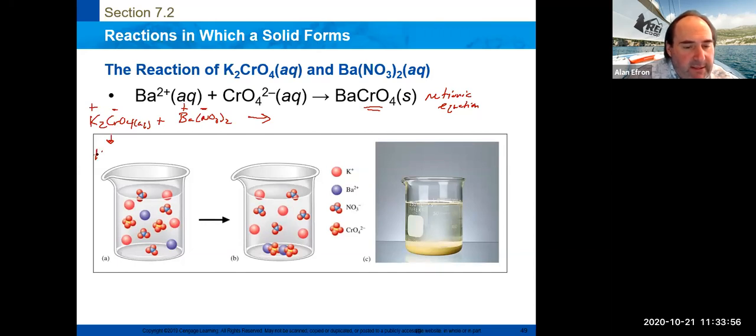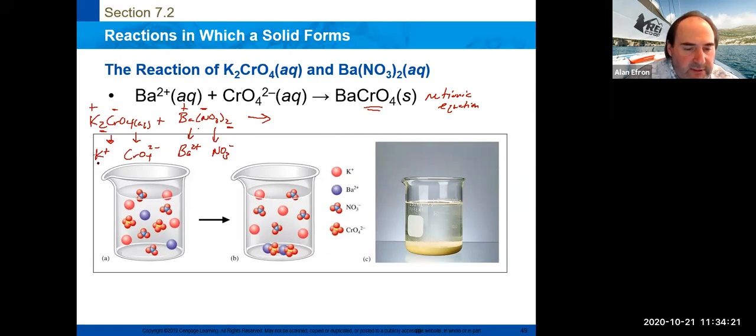So the basic unit here is potassium with a +1 charge and chromate with a -2 charge. The basic unit of this guy is barium with a +2 charge. Basic unit here of this guy is nitrate with a -1 charge. Again, not interested in the extra 2s I have at this point. I just want to get the proper formulas in there first.